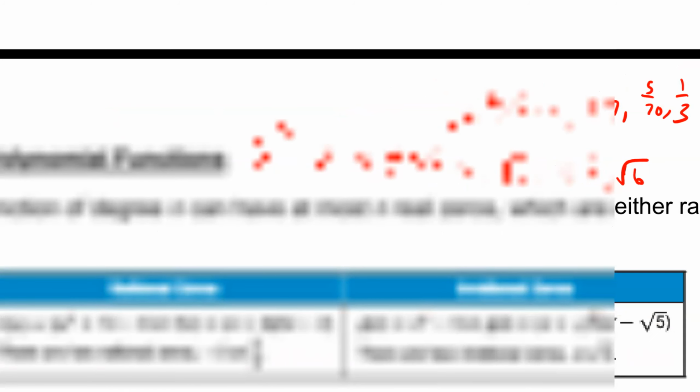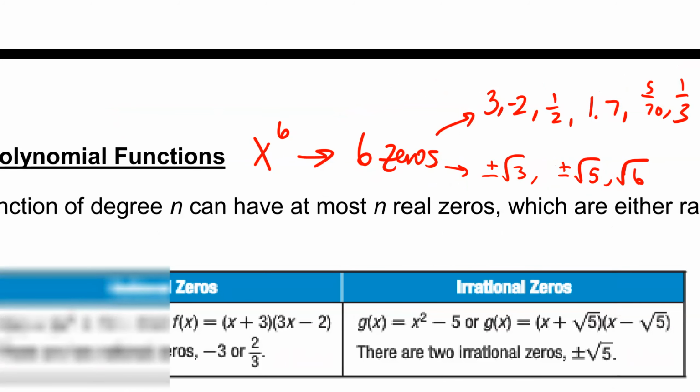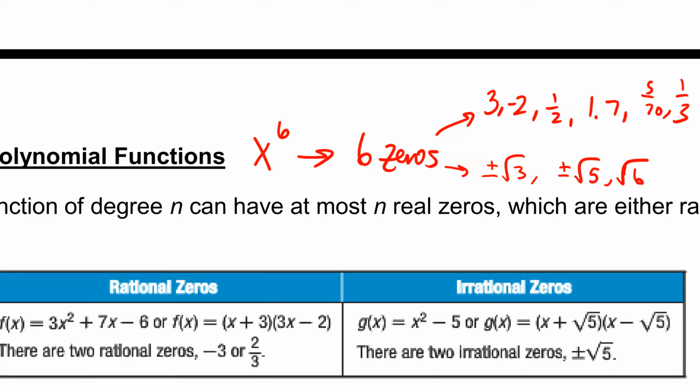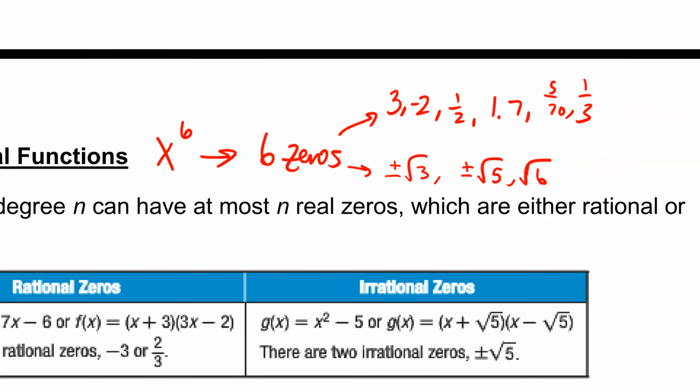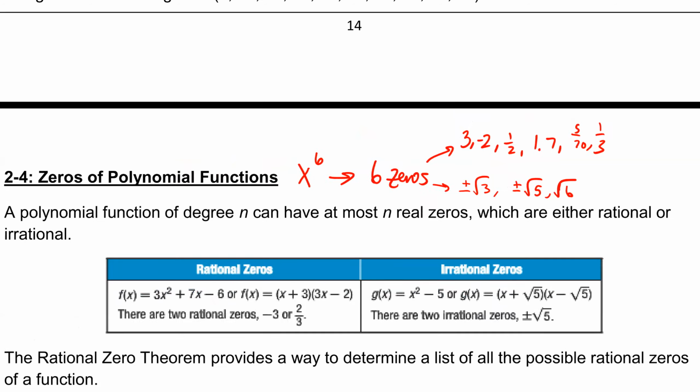So we're looking at polynomial functions. A polynomial function of degree n can have at most n real zeros, either rational or irrational. So the top ones are all rational numbers. Rational numbers can be written as ratios. Irrational, the decimals go on forever. So irrational numbers, more or less, maybe I should write that.